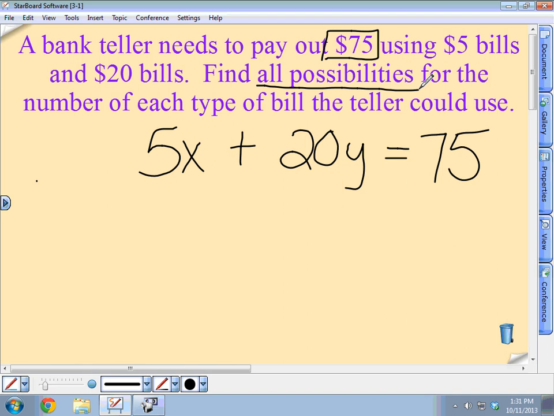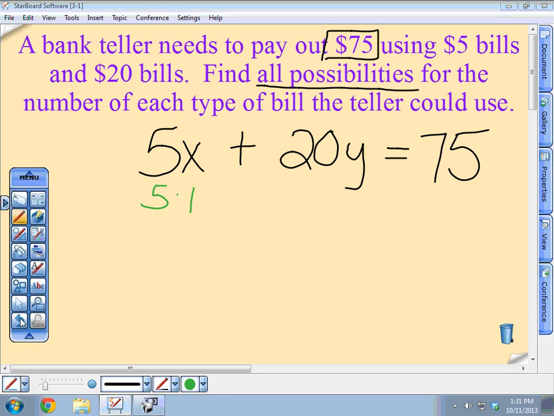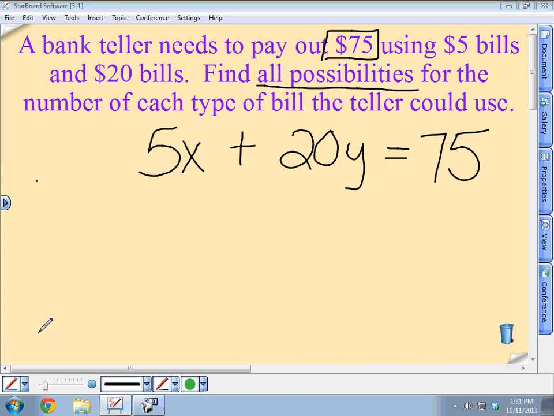So that means there must be some amount of $5 bills that she's going to give you. So let's start with 1. If she gives you one $5 bill, you have $5. And she needs to give you $75 total. So that means she would have to give you 70 more. Is there any number of $20 bills that could give you $70? No. So you know that she doesn't give you one $5 bill. What's the next one? 2.